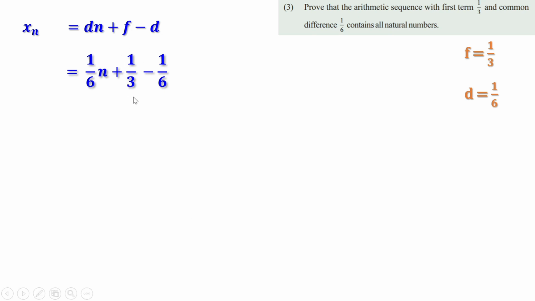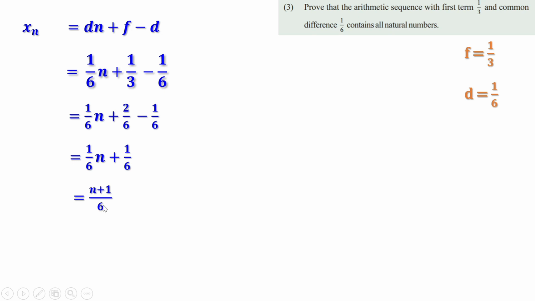Now let us subtract 1 by 6 from 1 by 3. For that, let me write 1 by 3 as 2 by 6. So it can be written as 1 by 6n plus 2 by 6 minus 1 by 6. Now 2 by 6 minus 1 by 6. The denominators are same, so you can subtract the numerators and you can write 2 minus 1 is 1, 1 by 6. So this can be written as 1 by 6n plus 1 by 6. Now for these two terms, 6 is the common denominator. So let us add the numerators and we can write n plus 1 by 6.